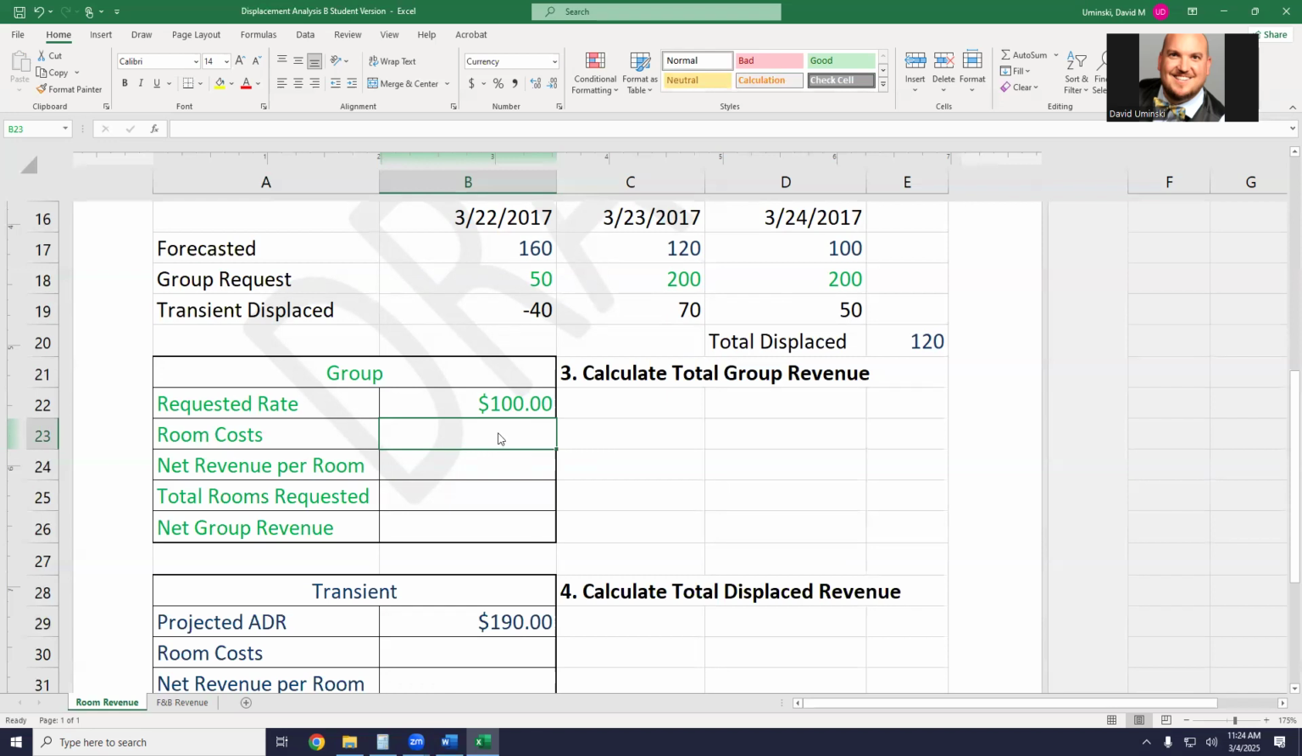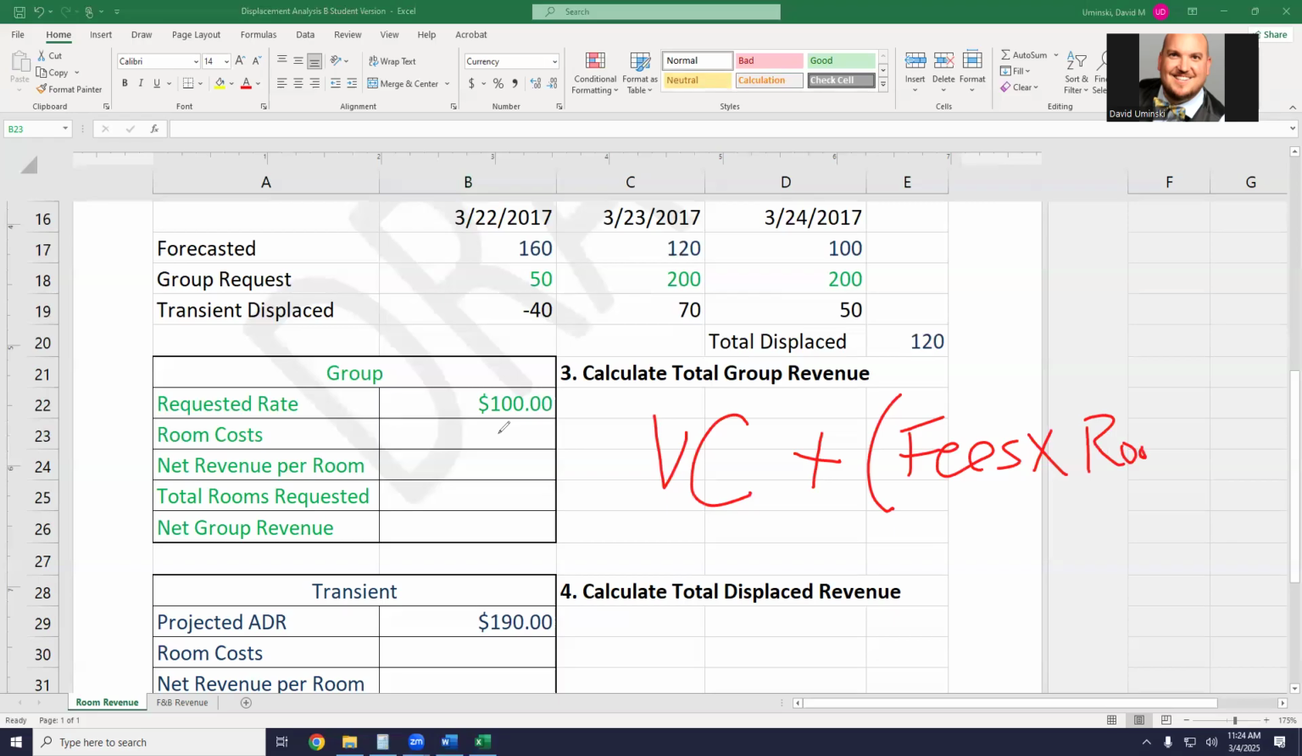Variable cost plus rate, times fee percent. Okay, so our variable cost plus our fees times the room rate. Our fees times the room rate, I have to do that first. That's in parentheses, so we do that first.